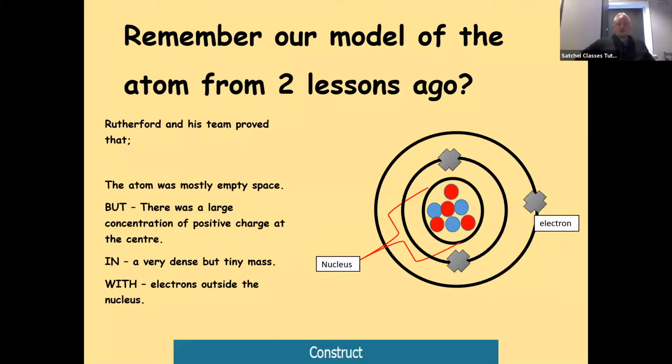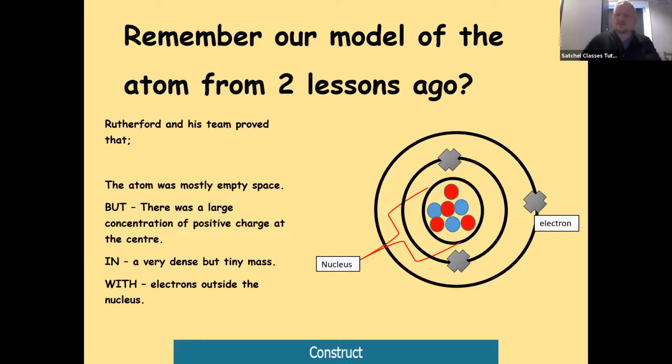So, if you've watched the previous lesson on this about atomic models, or even if you haven't and you've studied it, you should know the atomic model that we know and use today. Rutherford and his team proved that the atom was mostly empty space, but that there was a large concentration of positive charge at the center of the atom in a very dense but tiny mass, and this was the nucleus. As well as that, he proved that the electrons were outside the nucleus.